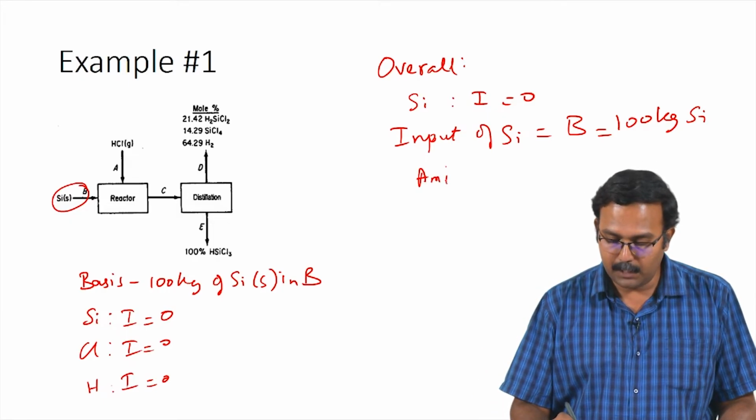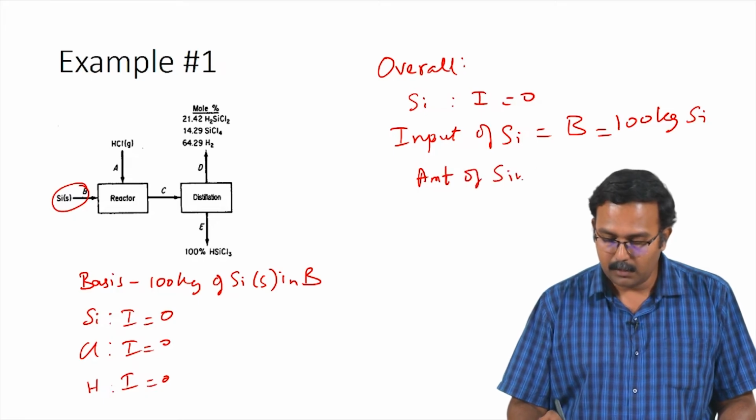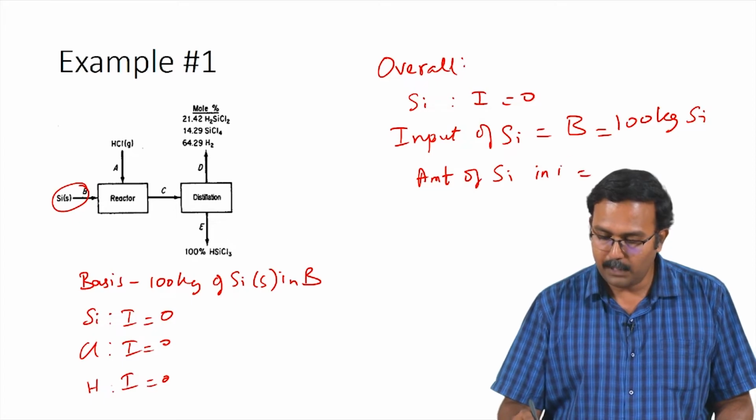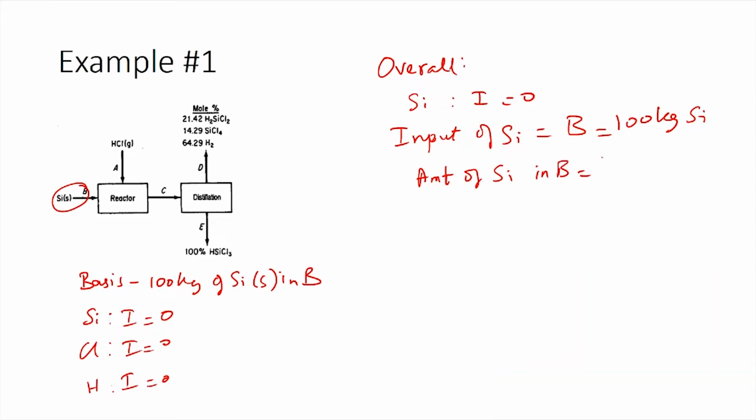This will give us the amount of silicon in B, which would be equal to 100 divided by 28, which is the molecular weight, giving us 3.571 kilomoles. So, 3.571 kilomoles of silicon is being fed to the system.